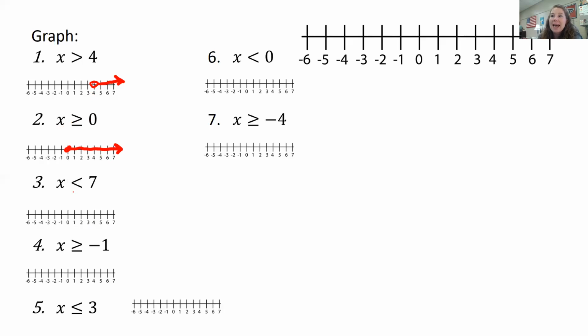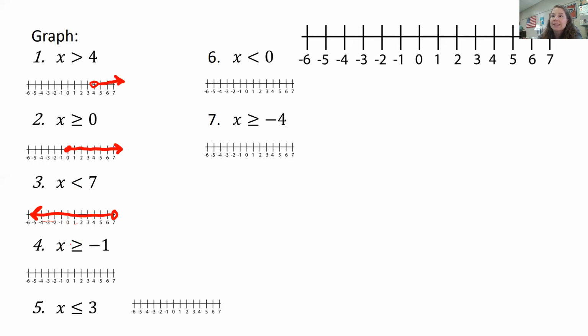It doesn't include 4. Number 2 includes 0 because it says or equal to. Number 3, X, an unknown number, is less than 7. Well, what numbers are less than 7? 6, 5, 4, 3, and then all these negative numbers to negative infinity. So can X be 7? No, but that's our starting place. So I'm going to leave it open. And then X could be any number on a number line to the left of 7.